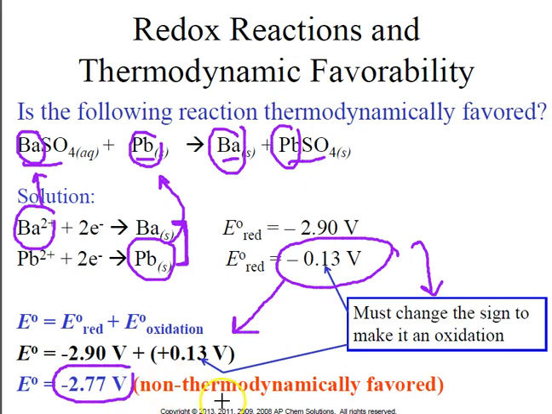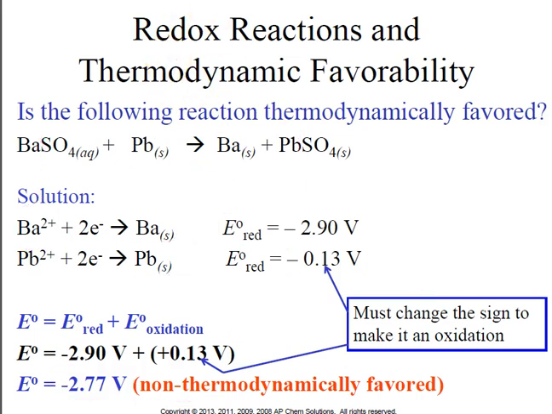So that reaction is not thermodynamically favorable. This reaction would not produce the movement of electrons. Okay, that negative voltage tells us that it would require that many volts if we wanted to make this go. It's not going to give us that many volts.